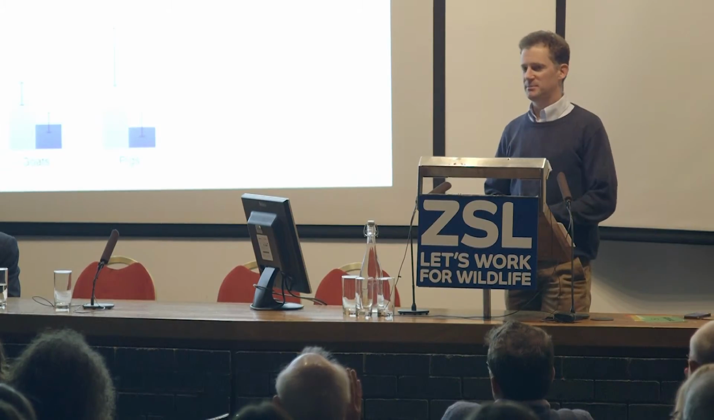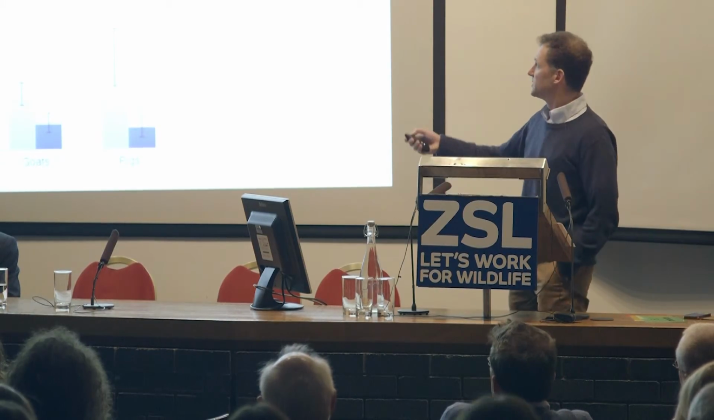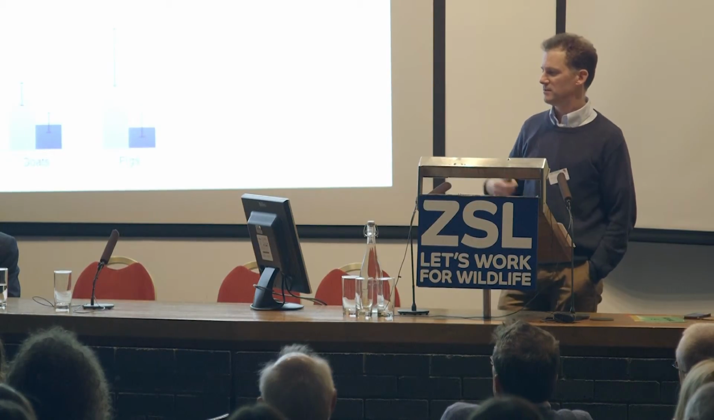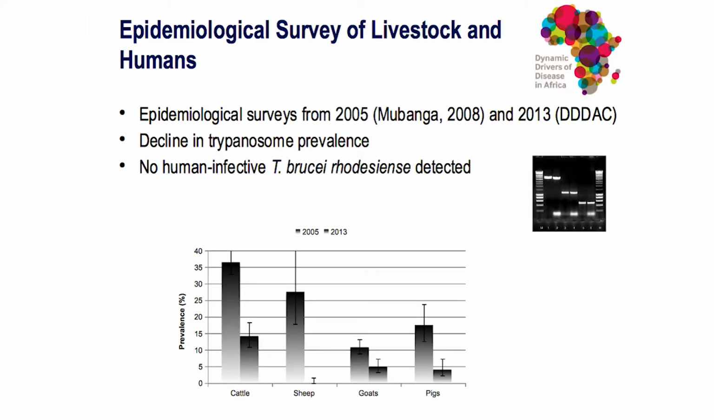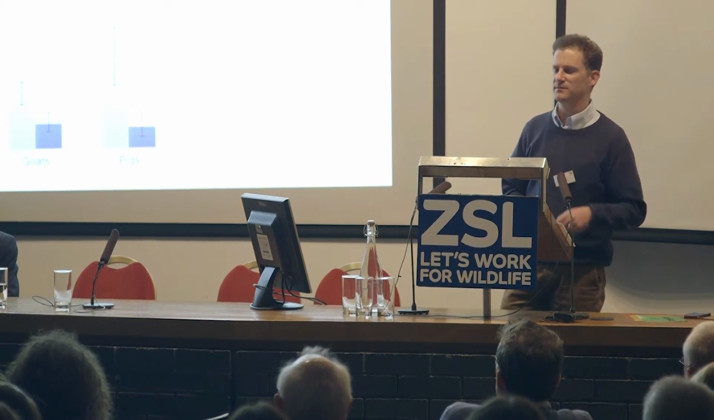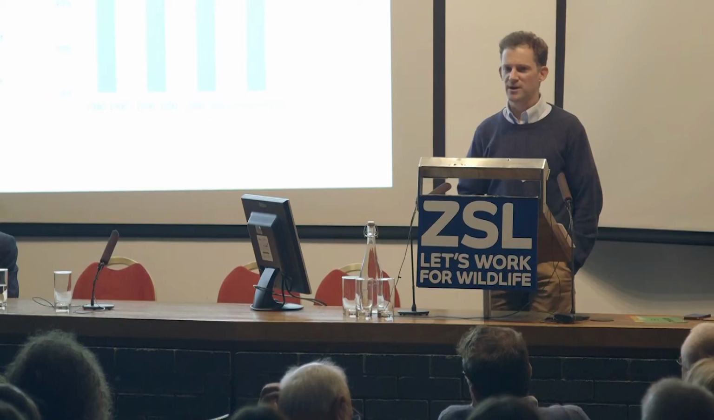So we did an epidemiological survey, a large epidemiological survey designed around the census. A colleague, Joseph Mubanga, had done a PhD in the same transect in 2005, and we used that to compare to our figures. And I think it's quite striking that there's been a change in prevalence of trypanosomiasis across all livestock species. And I'll discuss that in a minute. No human infective T. brucei rhodesiense was detected. It's important to note that we use molecular methods which detect actual presence of infected organisms, not just exposure through antibodies.